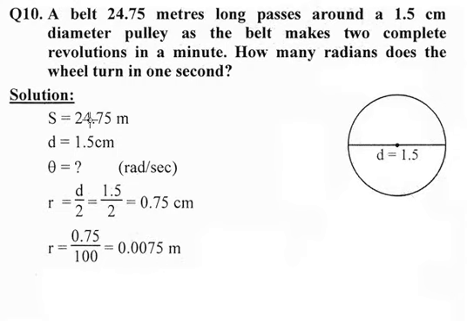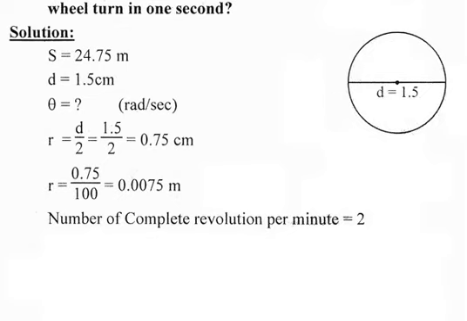Now if we note in the question, the belt makes 2 complete revolutions in a minute. In 1 minute the number of complete revolutions is 2, so S is equal to S multiplied by 2 here. So 24.75 multiplied by 2 is equal to 49.5.